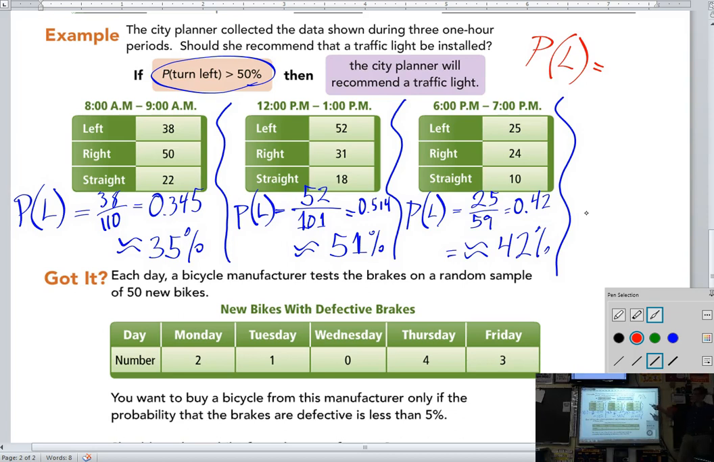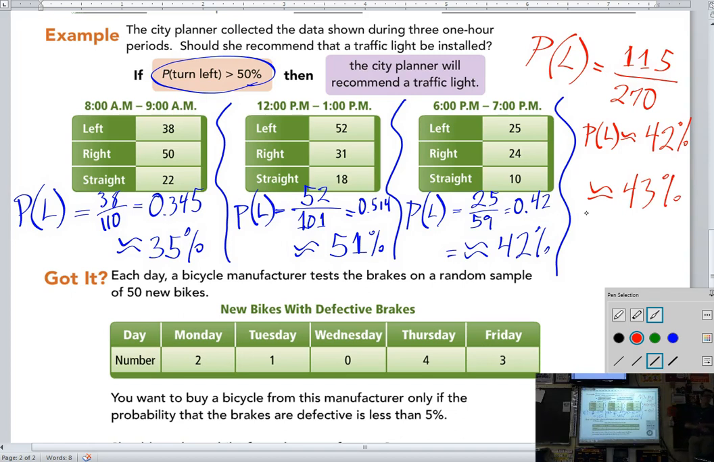So, Andrew, did you figure out our total total? So, our total total is 270. What's our left total? Our left total is 115. And if we compute that, that gives us maybe 43%.